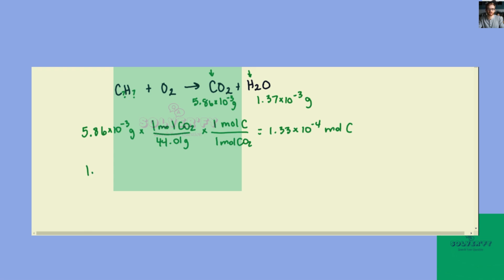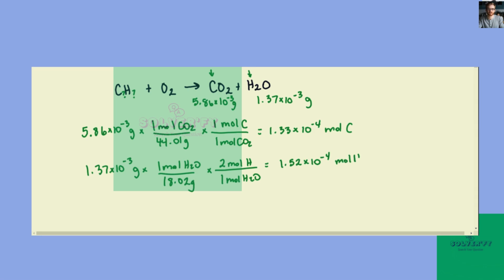For the water, we're going to do 1.37 times 10 to the minus 3 grams. We're getting this into moles. So we're dividing by 18.02, which is the molar mass of water. And then in every 1 mole of H2O, I have 2 moles of hydrogen because of that subscript of a 2. This gives me 1.52 times 10 to the minus 4, and that was our moles of hydrogen.